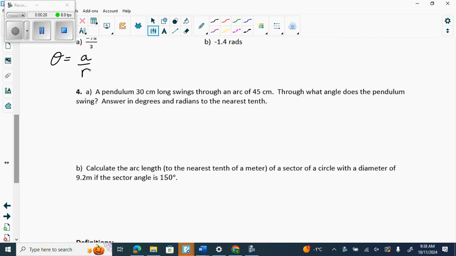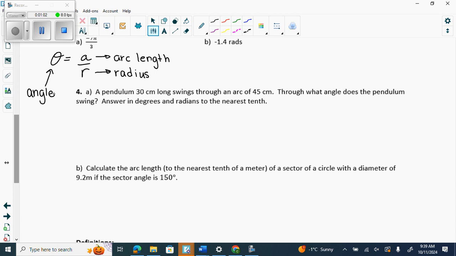All right. So A is the arc length. Okay, guys. R is the radius. So arc length and radius. And then theta is your angle. Now we're going to talk about what that angle needs to be in.